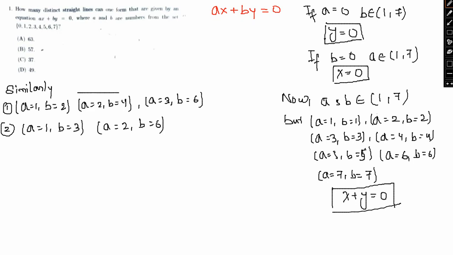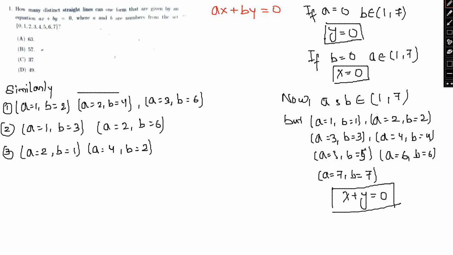Here, in the first one, the multiplying factor between A and B is 2. In the second one, the multiplying factor between A and B is 3. If we again take a look at number 3, suppose I take A equal to 2, B equal to 1 and A equal to 4, B equal to 2.